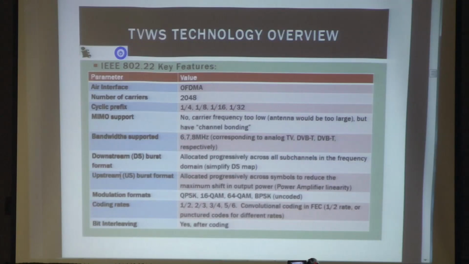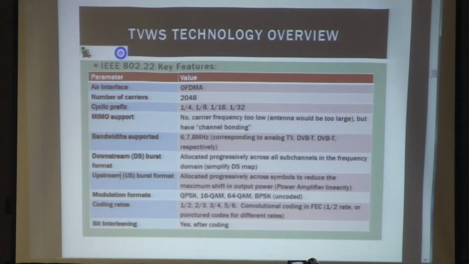Okay. So here, I'm not going to go over every single little detail of the 802.22 standard, but I'm just going to give you a flavor of what it's about. It's an OFDM type of air interface, similar to DVB-T if you're familiar with DVB-T, or similar to LTE. It uses different cyclic prefixes from 1/4 all the way down to 1/32, again similar to LTE.